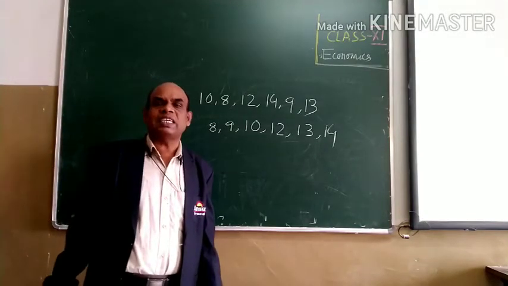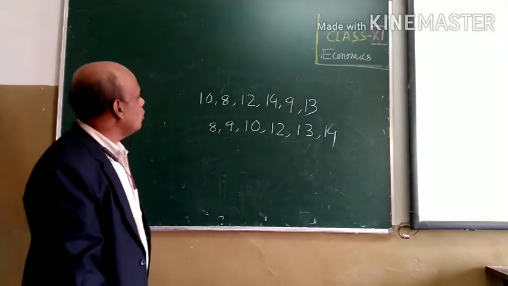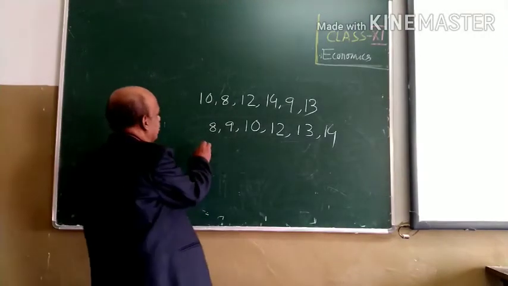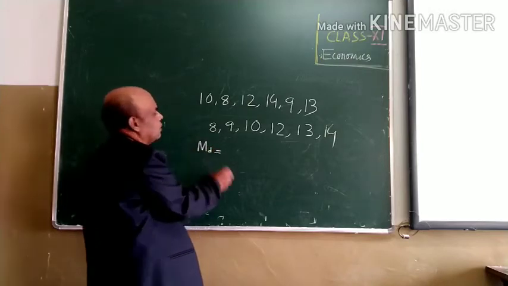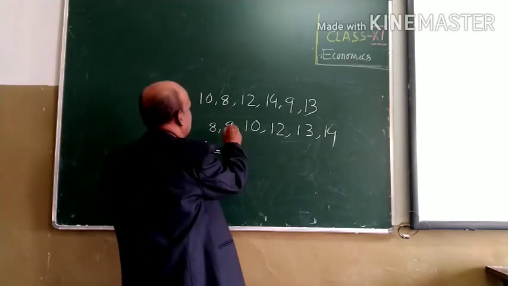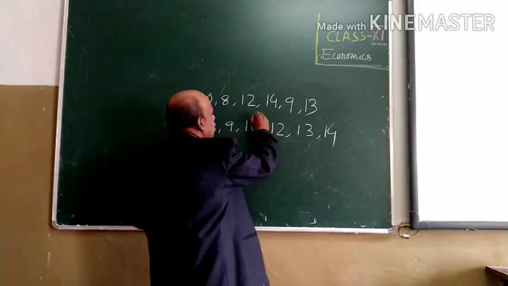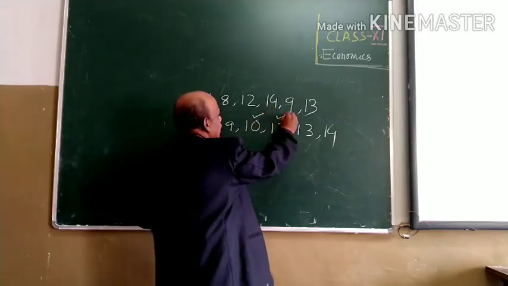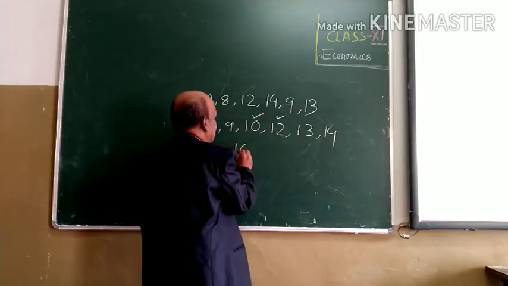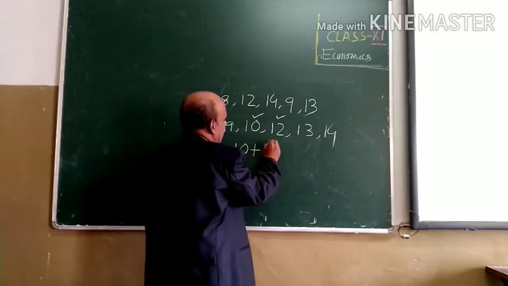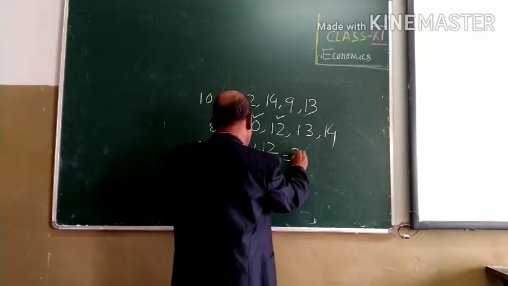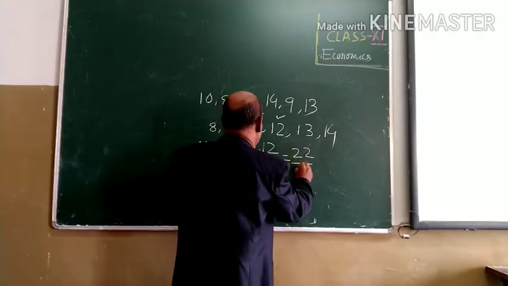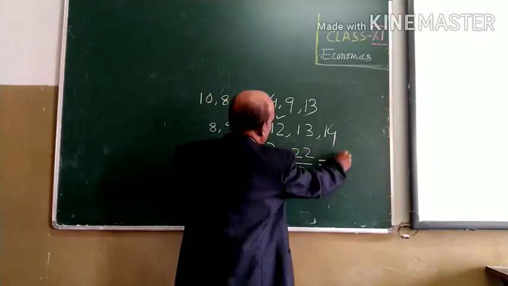If 6 is an even number, so what will you say? The median will be, just see here, the middle positions: 10 is situated, 12 is situated. So you write 10 plus 12 divided by 2. It means you are getting 22 by 2, that is equal to 11.